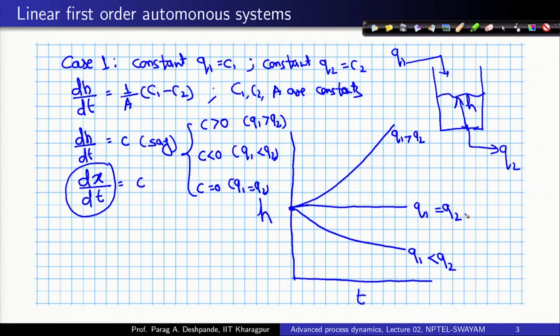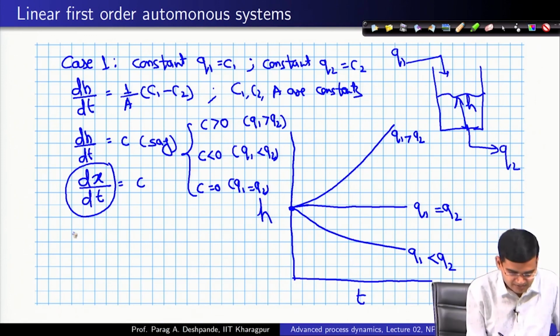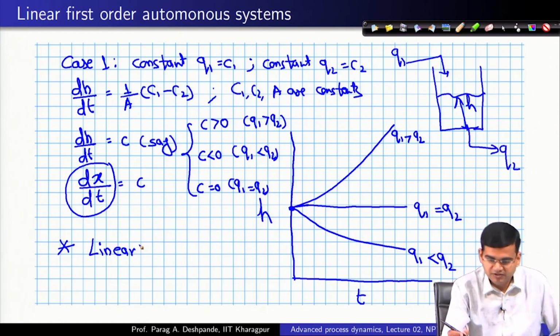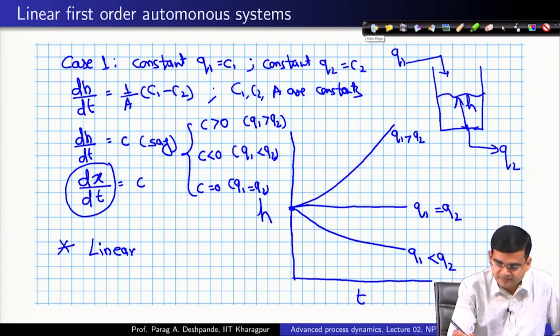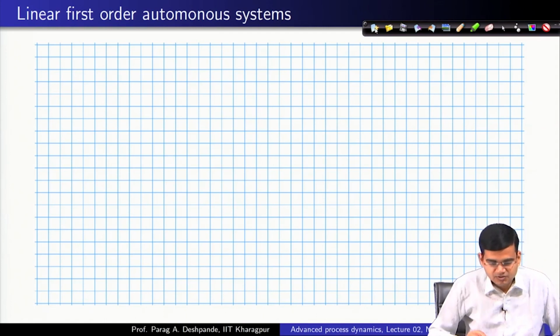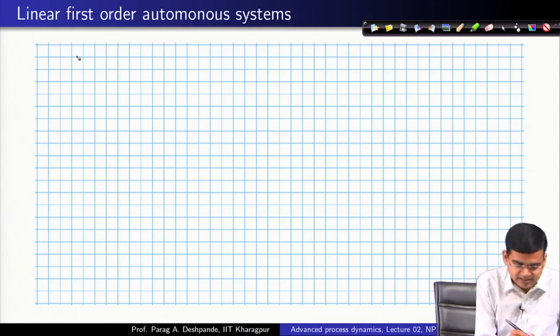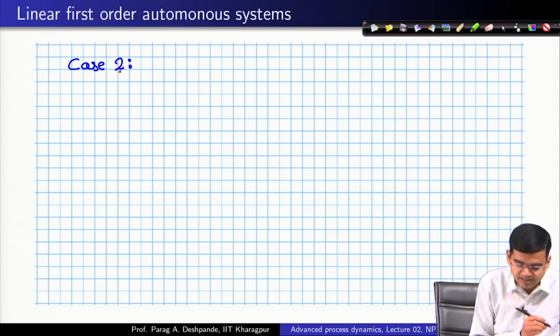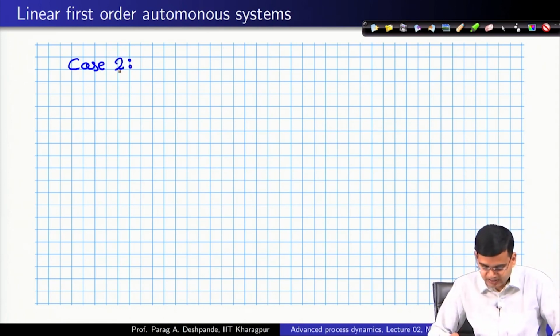Well, this was a very simple system and it is not very difficult to find out that the system is in fact linear. Then what we can do is we can do something like this. Case 2. In case 2, what we do is this.